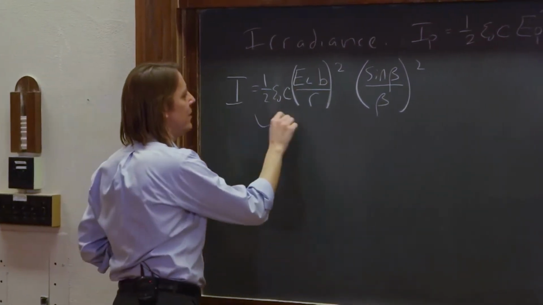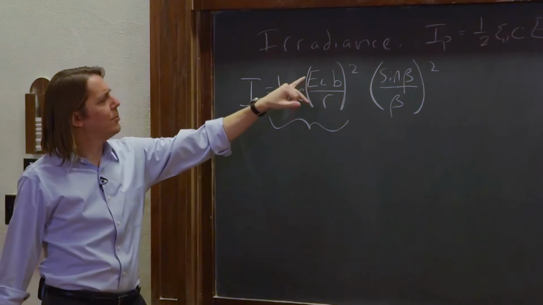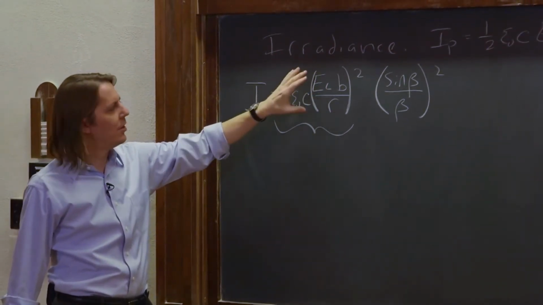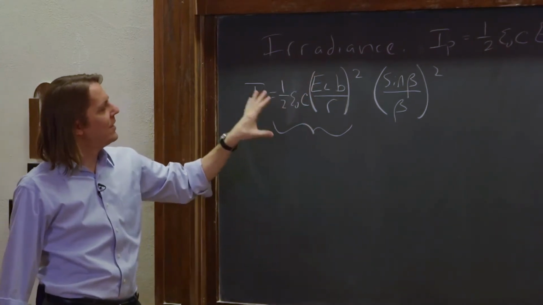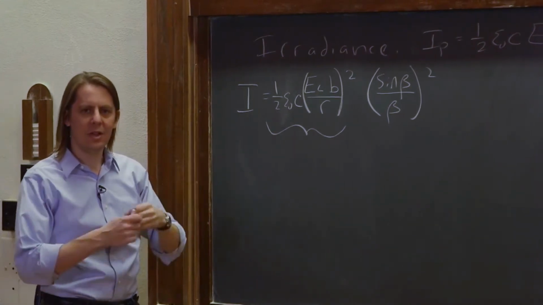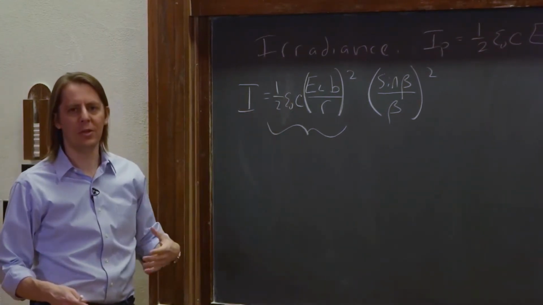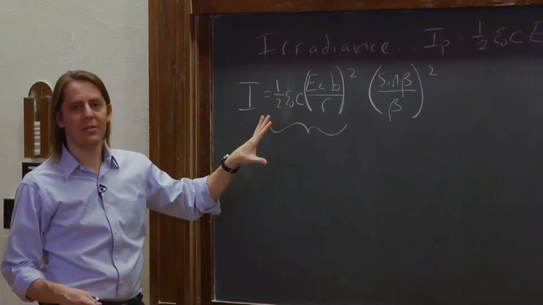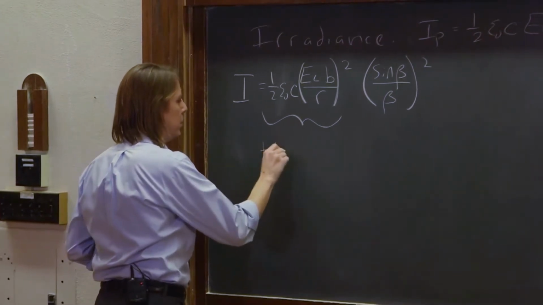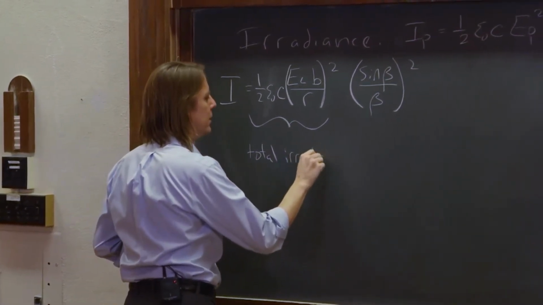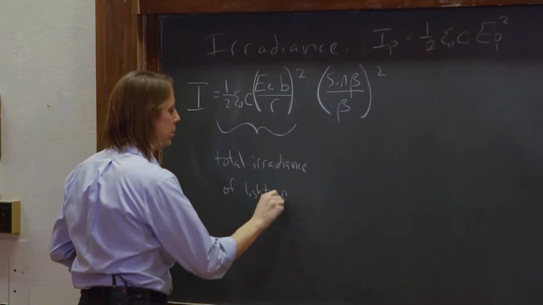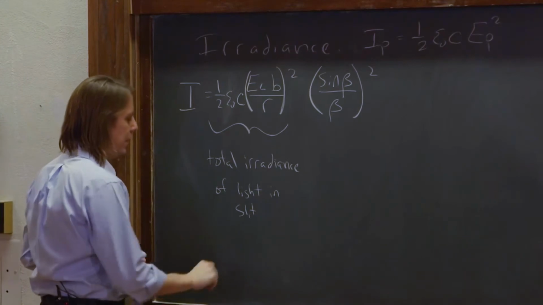In fact, this is the field amplitude per unit width times the width, which is really the total field amplitude in the slit, over R squared. This is basically the irradiance of what would get to the screen of all the light in the slit, if it all just went to the screen. If you take away the diffraction effects, this is the total irradiance of the light in the slit. So we could call that I naught.